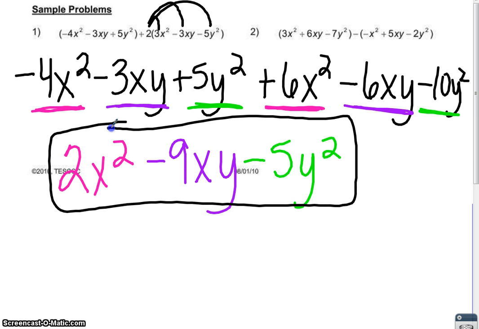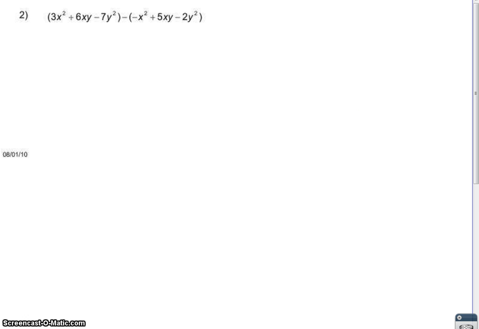So once I distribute and combine like terms, here is my answer to adding the polynomials together. So let's look at example 2. This is going to be a little bit different because it's subtraction. Now with problem number 2, again, my first term, nothing's going to change. So I'm just going to rewrite my first term.